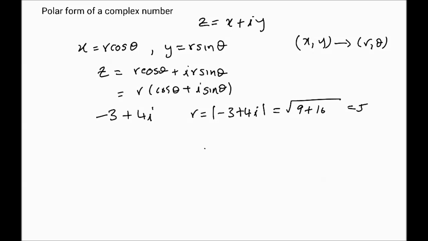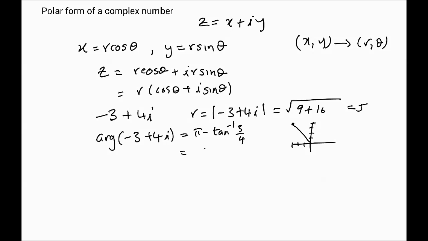Now, on the other hand, the argument of minus 3 plus 4i is going to be equal to, remember for this, it's always a good idea to draw very quickly the Argand diagram. So you have minus 3 plus 4i, so minus 3 here, and here is 4. So this is our Argand diagram. Now we know how to calculate the angle. In this case, it'll be pi minus tan inverse of 4 over 3, which turns out to be 2.214. Okay, so we have the argument.